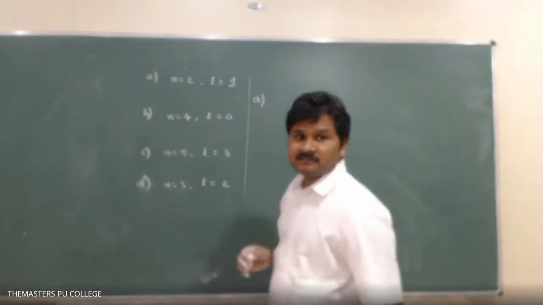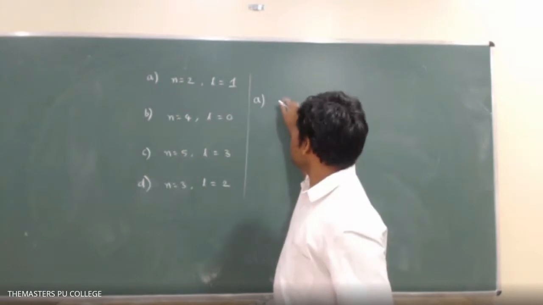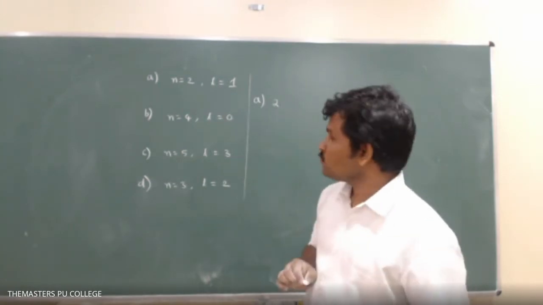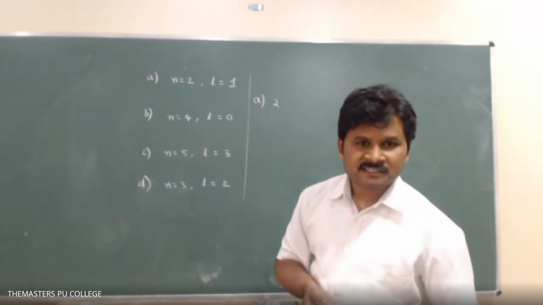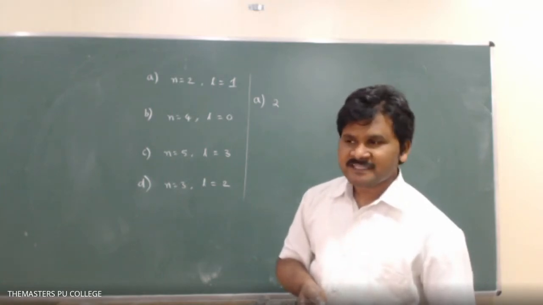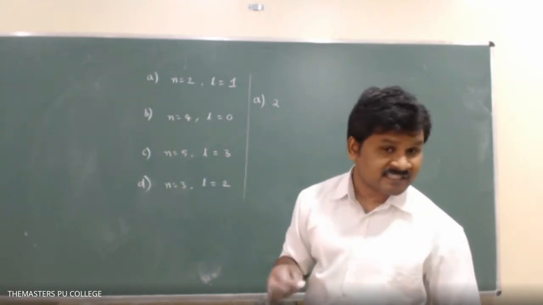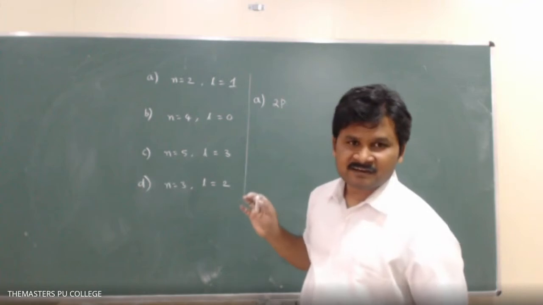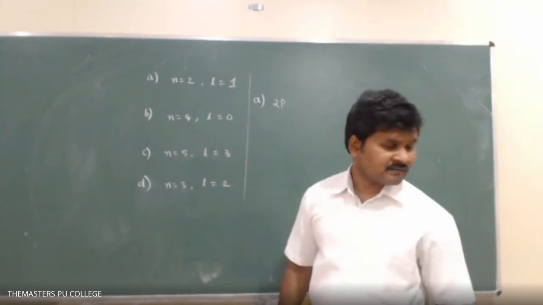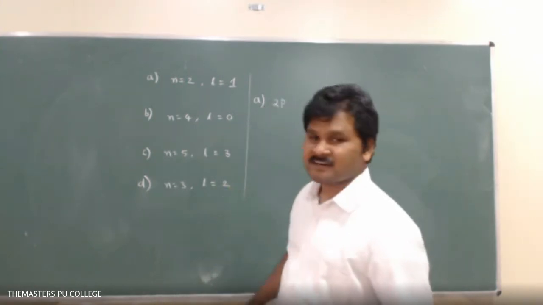A. What is the n value? In the first subpart, n is 2, so you write 2 as it is. L is equal to 0 means s orbital. L is equal to 1 means p orbital. L is equal to 2 means d orbital. L is equal to 3 means f orbital. That you have to know first initially. So for A I will write 2p. This is the answer. Can you write the remaining? Please make it fast. What is the answer here? And what is the answer for D?